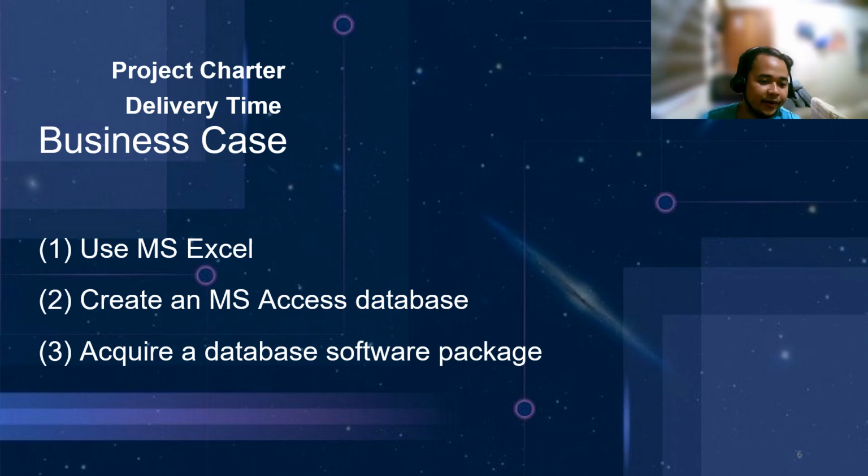Project Charter, Delivery Time. The purpose of New Agri-Feeds is to discover the best possible answer for the customer's issues with the brand. It was proposed that an electronic database can be used to track every purchase order. So these three options are presented. First, use MS Excel. Second, create an MS Access database. Third is to acquire a database software package.